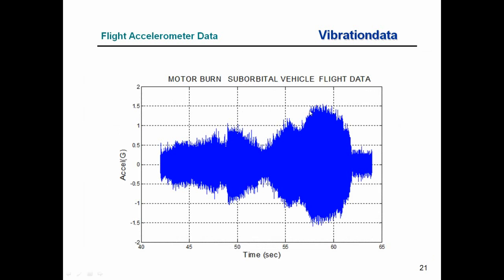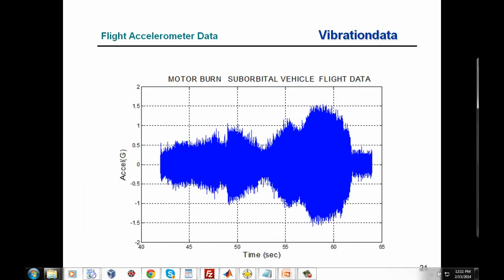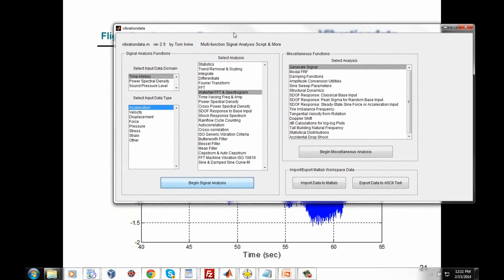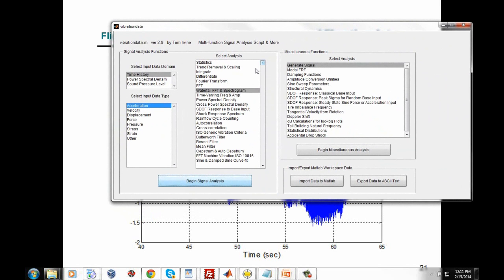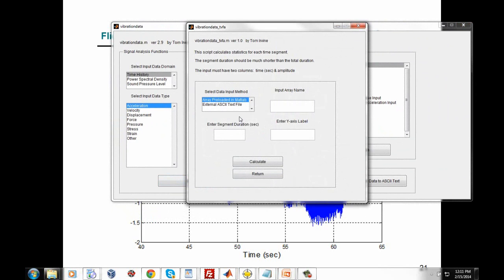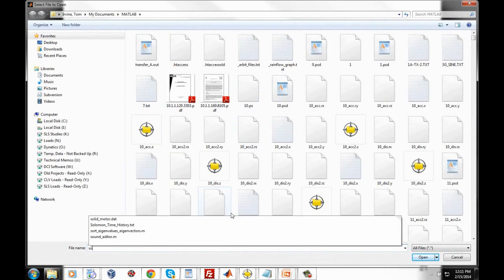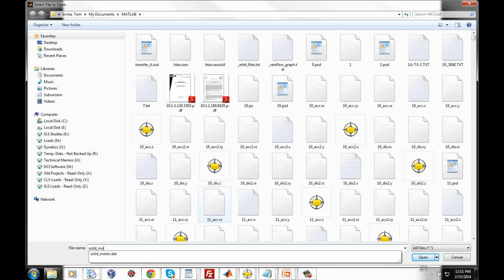So let's take a look at our flight accelerometer data from a solid rocket motor burn. We have acceleration in g's versus time in seconds. And we're going to run a new Matlab function here. It's called the time varying frequency and amplitude. So let's begin our signal analysis here. We're going to use an external ASCII array called solid_motor.dat.